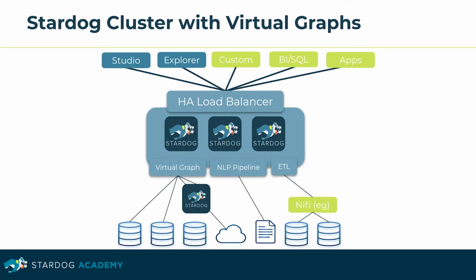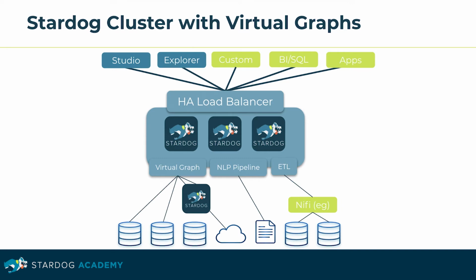Let's take a look at the Stardog cluster with virtual graphs in a little bit more detail. So like before, we see that all our consuming applications communicate with Stardog via the HA load balancer. For the sake of simplicity on this diagram, we've collapsed the Zookeeper nodes. They're still present in this cluster, but for the sake of the diagram, we're not showing them here. Now, additionally, we have a little bit more detail on the bottom side with the virtual graph, NLP pipeline, and ETL. And the virtual graph node, we can see here as an additional Stardog node in between the virtual graph and that far end connection.